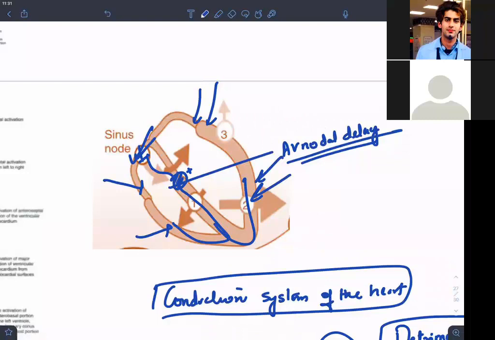The AV node has a big role to play in filling the ventricles. Are we clear with this? So we don't want the ventricles to get excited at the same time when the atria are getting excited, or before the atria. It should not happen even before the atria. It should happen in a rhythmic manner. And this slow AV nodal conduction is also giving you a benefit.